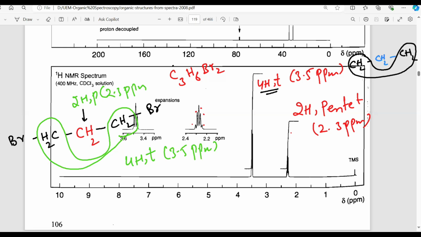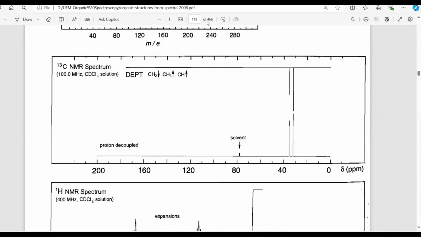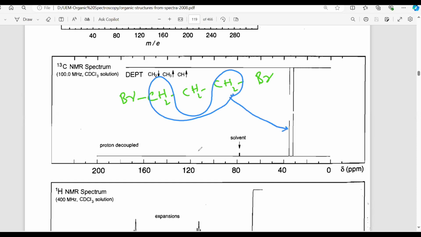Any confusion? Now you have to draw the same structure again, and write the carbon 13 NMR values, just looking at the carbon 13 NMR spectrum. So CH2, CH2, CH2, Br, and Br. These CH2, these two, are appearing at around 35 ppm, while this CH2 is appearing at around 30 ppm. So this is the carbon 13 NMR spectrum of this compound. Again, the ppm values are justifiable as well.